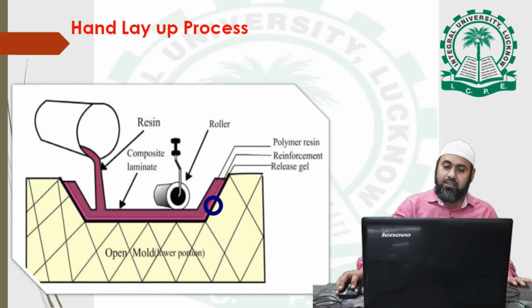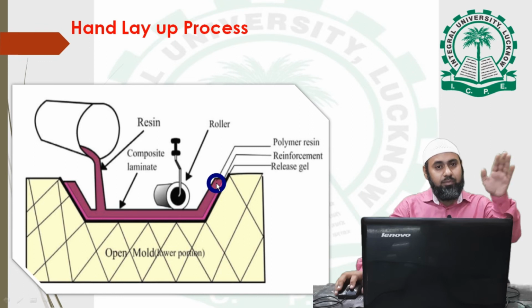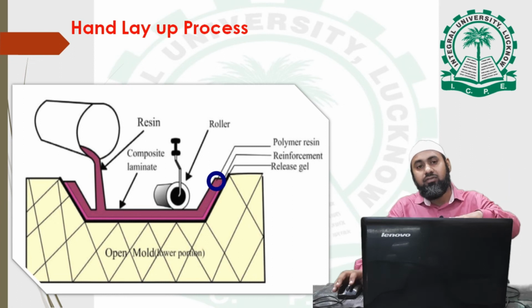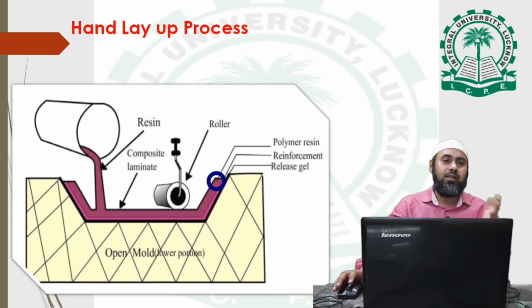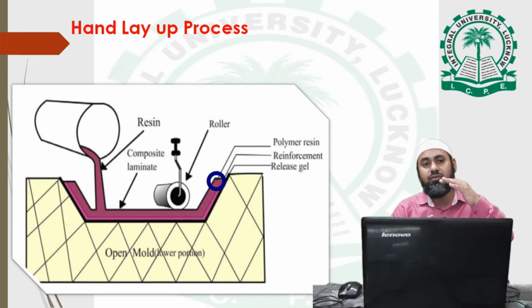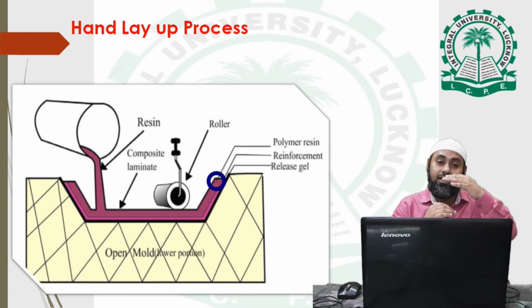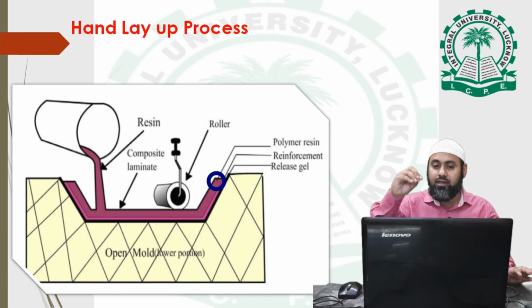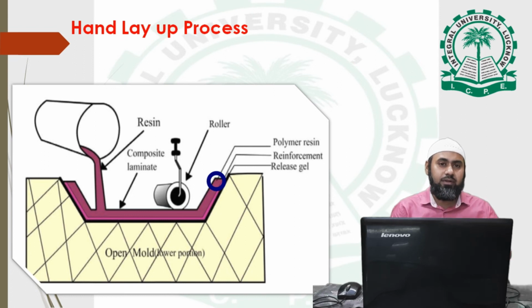So one layer of reinforcement is put on the mold, then a layer of polymer resin, then again another layer of reinforcement, and on the reinforcement you can put another layer of resin. Similarly, you can put multiple layers of reinforcement and polymer resin. When you get the thickness you need, or a laminated composite, then you can stop. So this is the simple operation of how the hand layup process is done manually. It is widely used in industry nowadays, and it is a very simple process you can do anywhere.